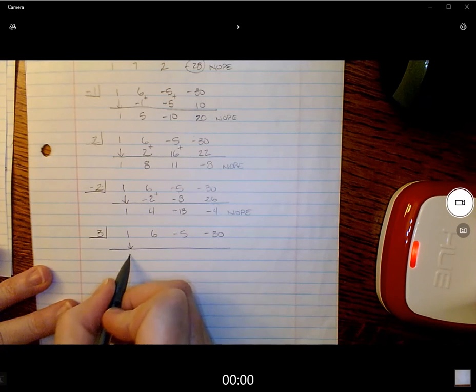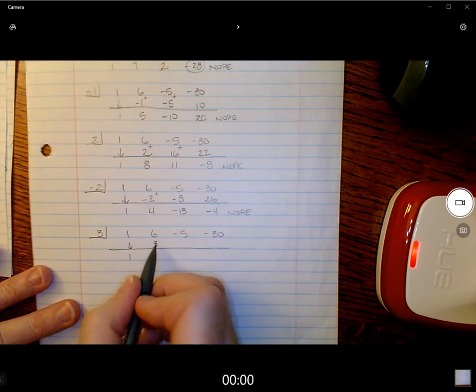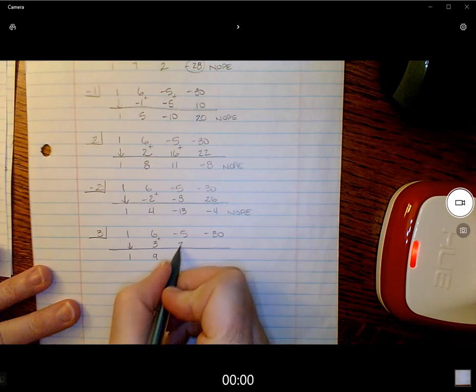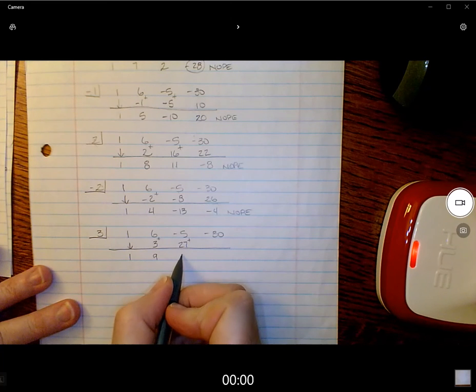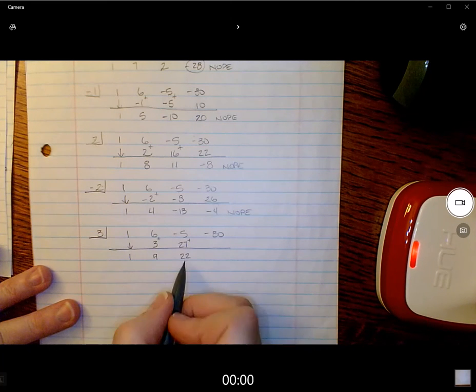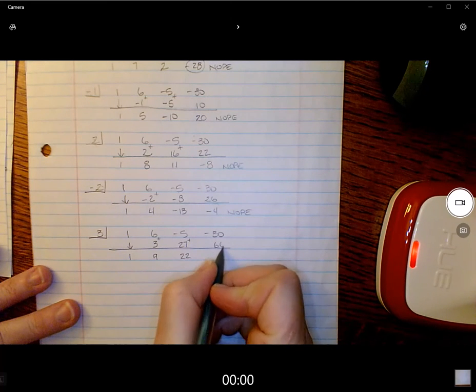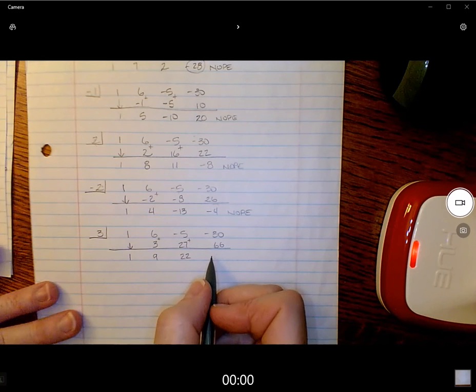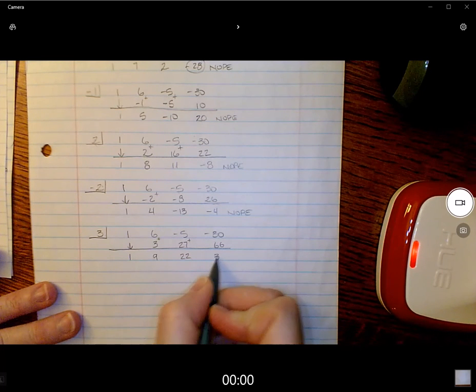Bringing down the 1. 3 times 1 is 3. 6 plus 3 is 9. 3 times 9 is 27. 27 plus negative 5 is 22. 3 times 22 is 66. Nope. One more time, we're not getting a 0.